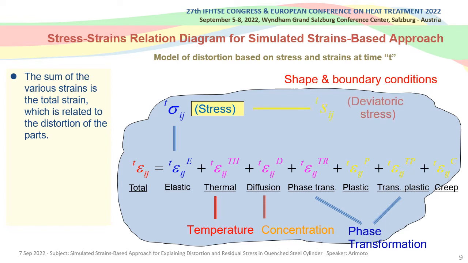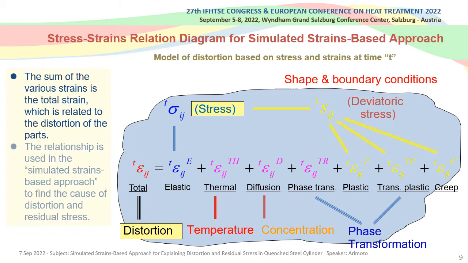The deviatoric component of stress contributes to generating plastic, transformation plastic, and creep strains. The sum of the various strains is the total strain, which relates to the distortion of the parts. This figure is useful for explaining the cause of the distortion and residual stress.